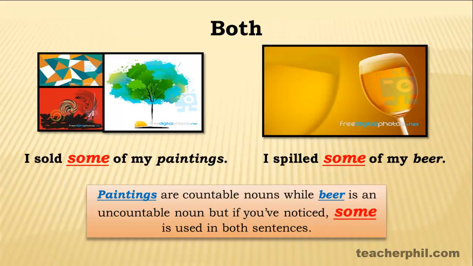For both countable and uncountable nouns, I sold some of my paintings, and I spilled some of my beer. Paintings are countable nouns, while beer is an uncountable noun. But if you've noticed, some is used in both sentences.